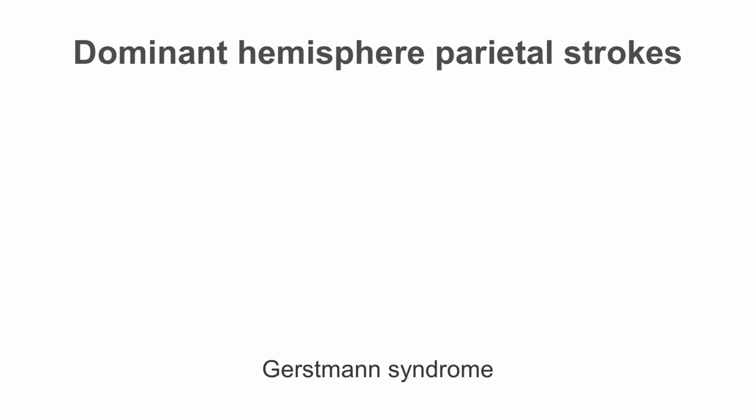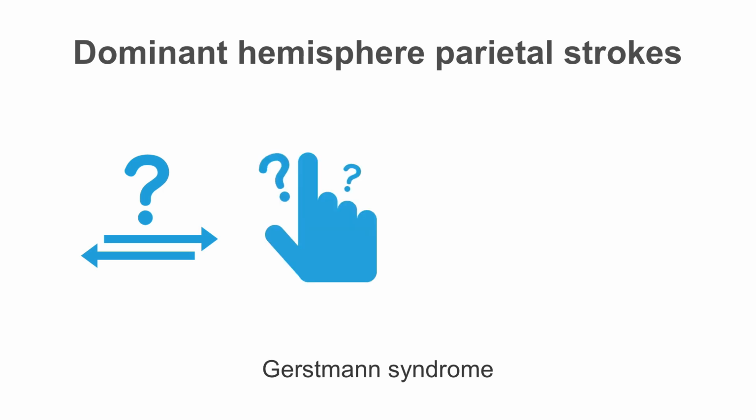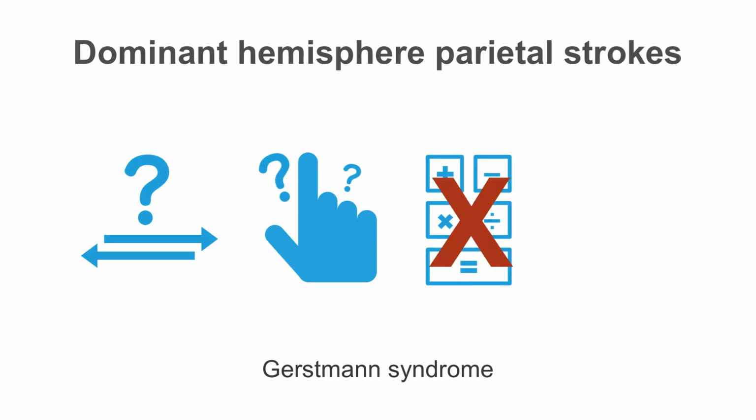Parietal damage in the dominant hemisphere can produce what is known as the Gerstmann syndrome. This involves 4 distinct symptoms. Right-left confusion, where the patient is unable to distinguish between the right and left sides of their own body. Finger agnosia, where the patient cannot name or differentiate their digits. Acalculia, inability to perform simple math. And agraphia, inability to communicate in writing.